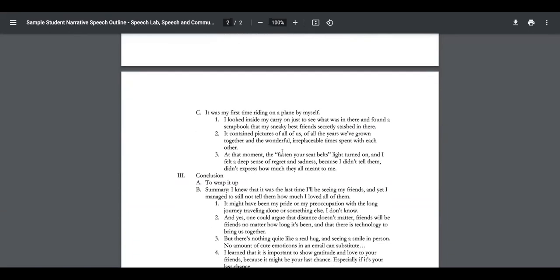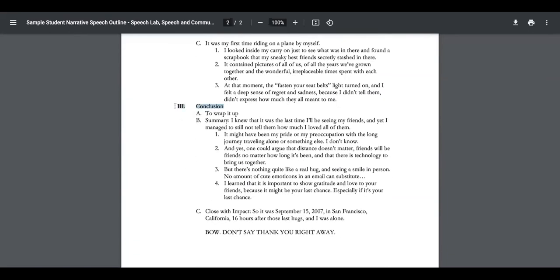That's your three body paragraphs, and then you have the conclusion, which is to sum it up. So the part one is to wrap it up. To wrap it up is basically you giving a conclusive statement, telling the audience, okay, it's time to be ready for the end.